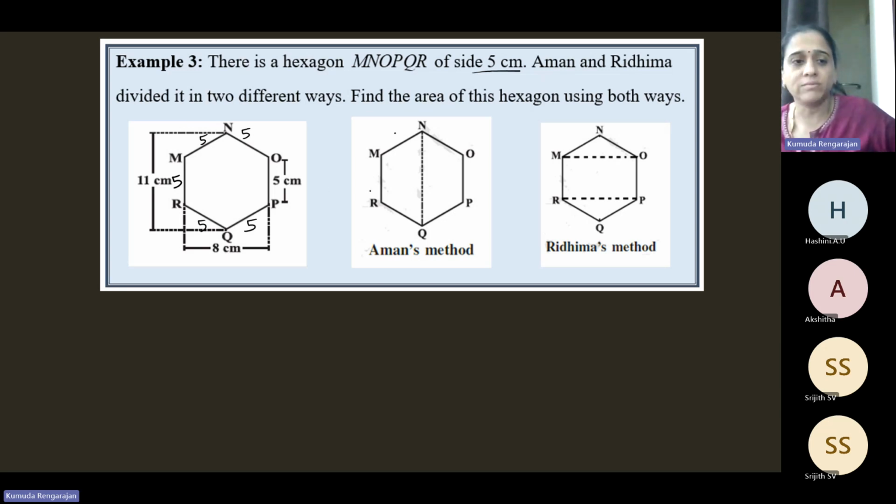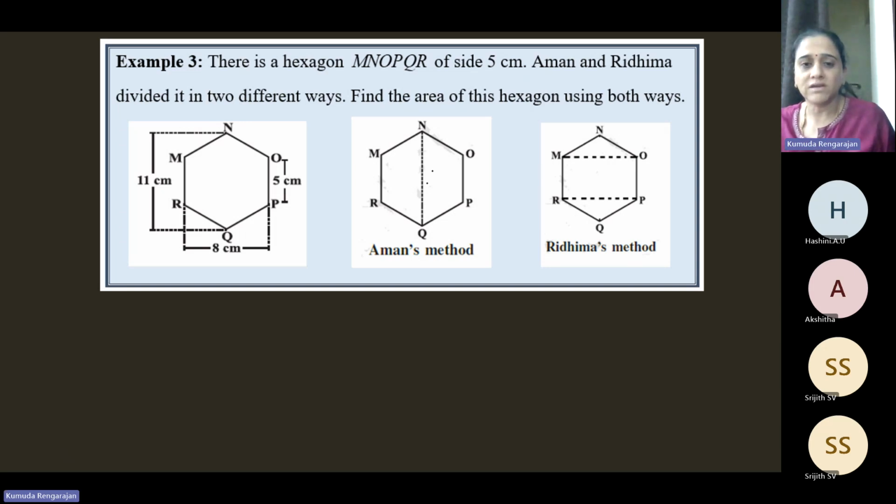Aman and Ridhima divided it in 2 different ways. Find the area of this hexagon using both the ways. So 2 friends found the area of the hexagon in 2 different ways. See, we do not have a formula to find the area of a hexagon, right? So you have to divide it into quadrilaterals or triangles, because you know how to find the area of a triangle and also of a quadrilateral. So you have to divide the polygon into triangles or quadrilaterals to find its area.